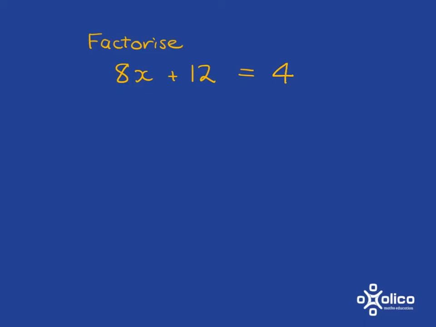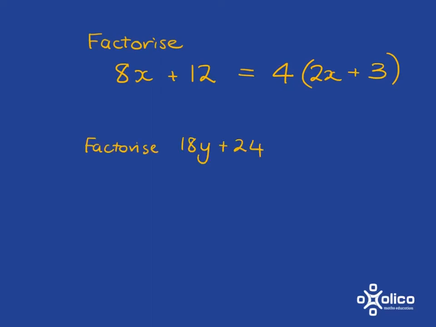So 4 will be what you can take out, and now we just have to figure out what goes in the bracket. So remember here, 4 times this must give me 8x, so this must be 2x, and then 4 times this must give me plus 12, so this must be plus 3.